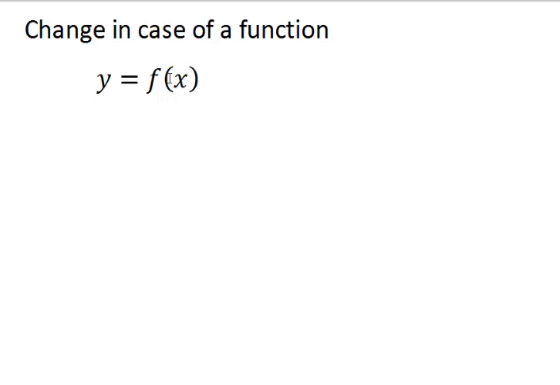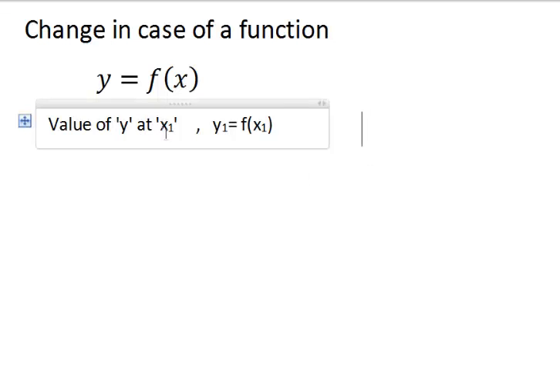Let's try to understand change in case of a function given by y equal to f(x). Let's say the value of y at some value of x equal to x1. So what is the value of y at x equal to x1? It will be obtained by substituting x1 in place of x here. Then you will get the corresponding value of y. Let's call that y1. So we'll have the value of y at x1, which is represented by y1 here, equal to f of x1.